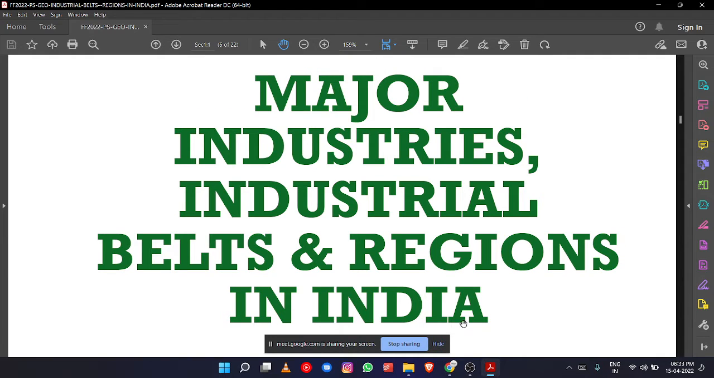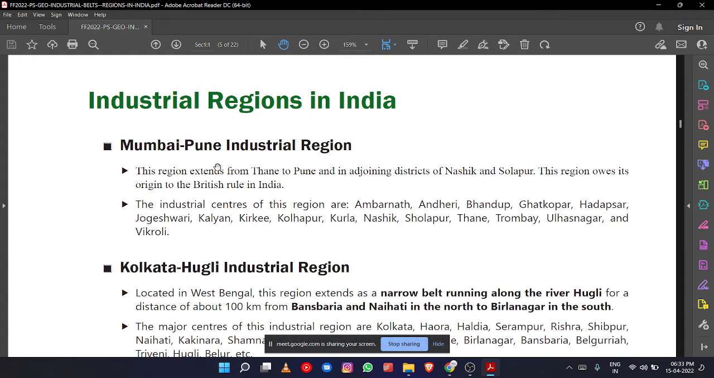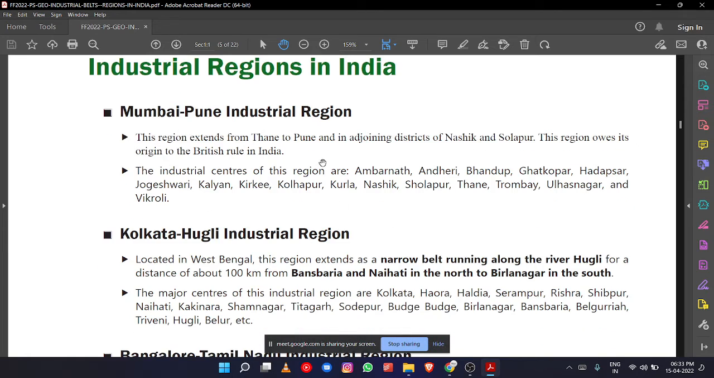So coming to the topic: major industries, industrial belts and regions in India. The first one is the Mumbai-Pune industrial region. It is one of the highly developed industrial regions in India. This region extends from Thane to Pune, in adjoining districts of Nasik and Solapur.